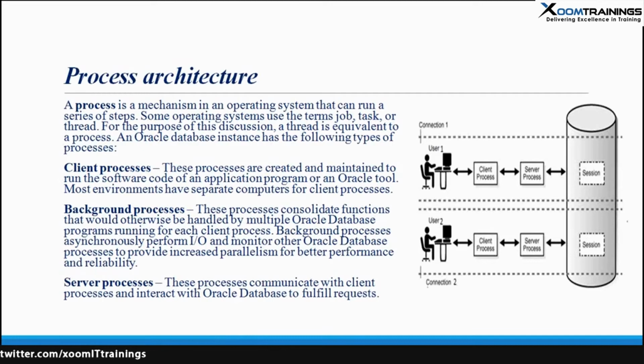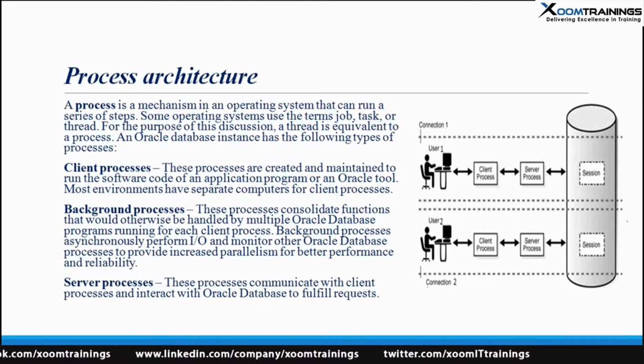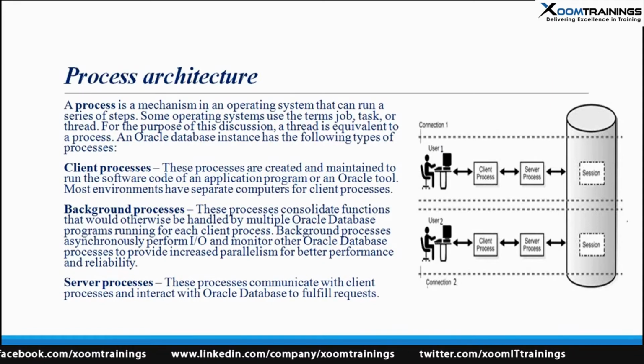Now we go ahead to the process architecture. Like I mentioned, the background processes. So background process, client process, and server process together make up the process architecture of the Oracle database. And the first thing that comes to our mind is, what is a process? A process is a mechanism in the operating system that can run a series of steps. Okay, that means it is a kind of program, we can say, which follows certain steps. Some operating systems use the term job, task, or thread. So for the purpose of this discussion, a thread is equivalent to a process.